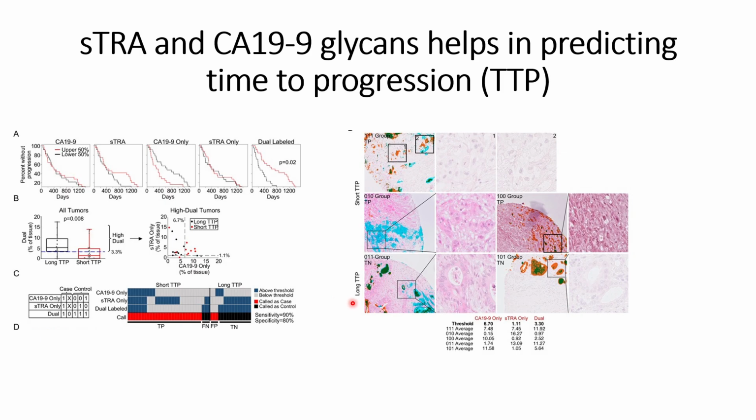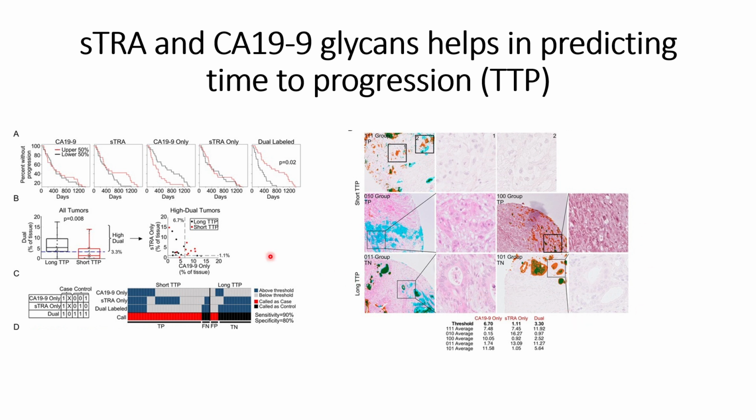However, in the case of long time to progress, we can see that it is also poorly differentiated with large vacuole formations. At the same time, it has distinct sTRAs only or CA19-9 only expressions more predominantly expressed. However, in some cases, we also see dual expressions. That is, in the 101 group cases, the dual expressions and CA19-9 expressions are there, but the sTRAs expression is less visible in this case.